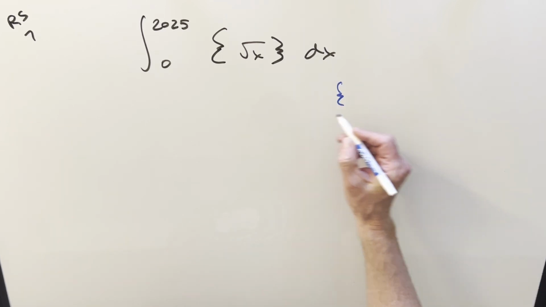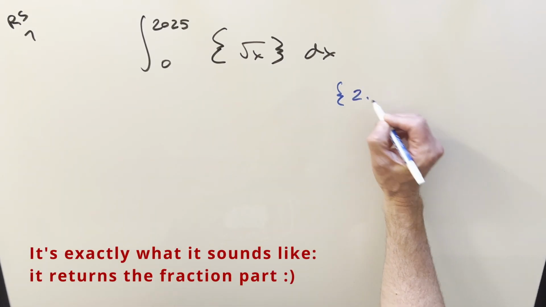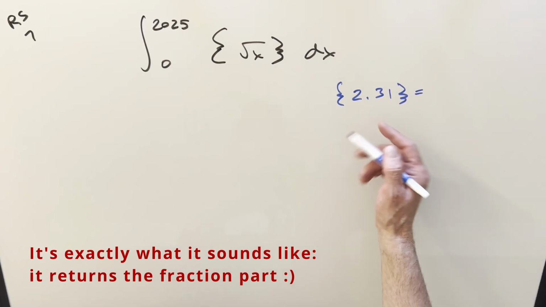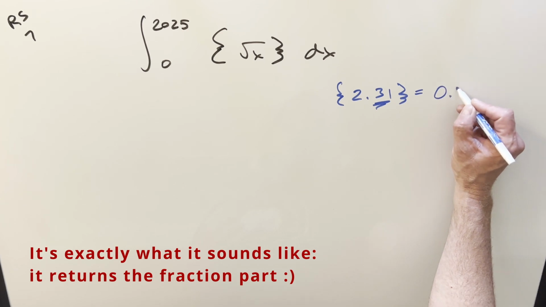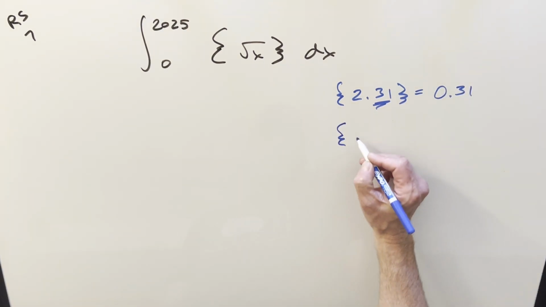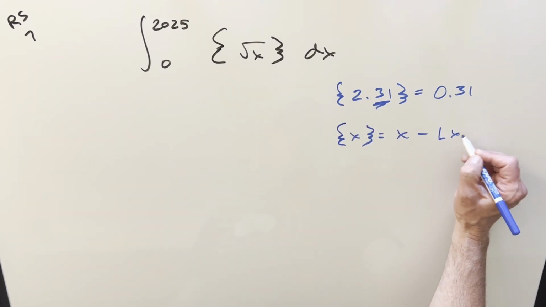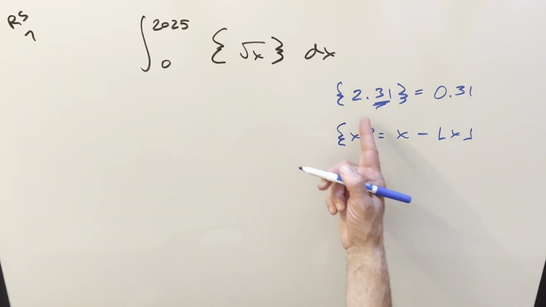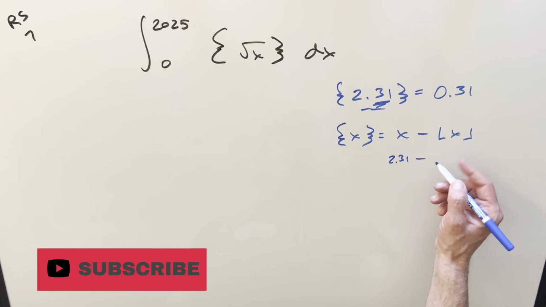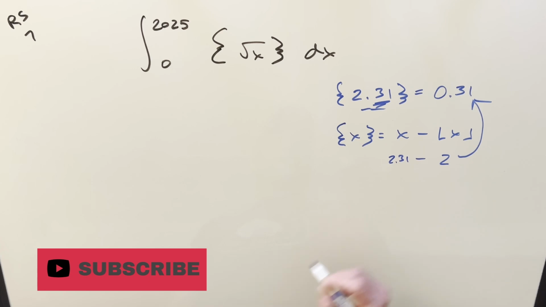To start with, what I want to look at is just what this fractional part is. If you have a decimal number, I think in the last video we used 2.31, the fractional part is just going to return this part right here, so it would just return 0.31. And we can use this definition for the fractional part of x: x minus the floor function of x. The reason this works, if you take 2.31, the floor function rounds it down, so if you did 2.31 minus 2, you get back to 0.31.